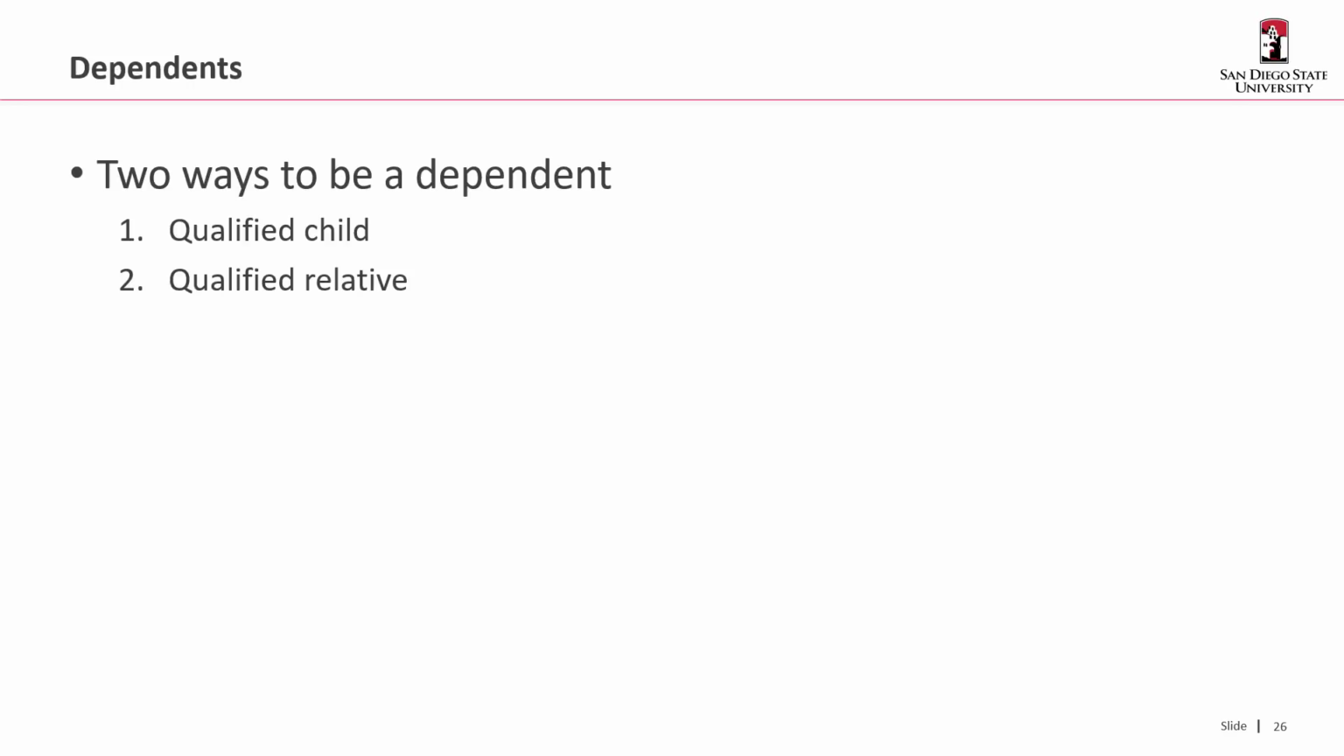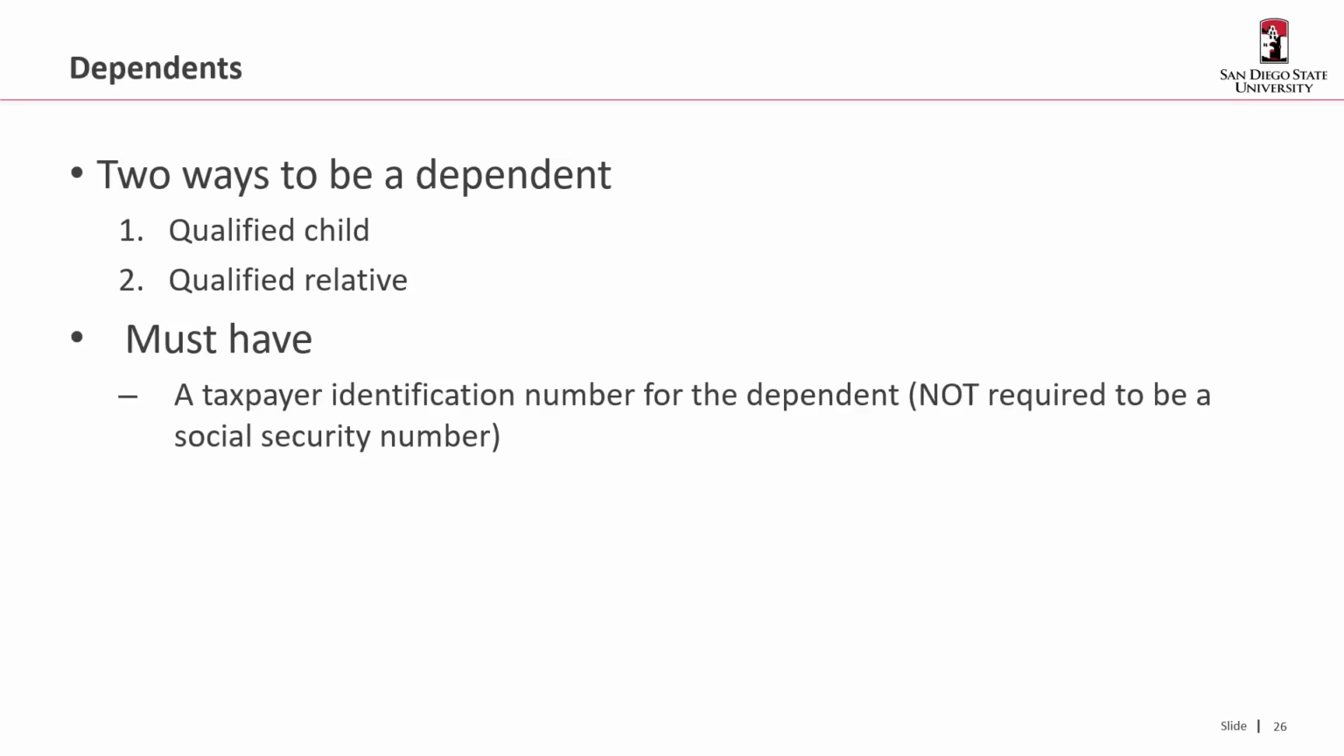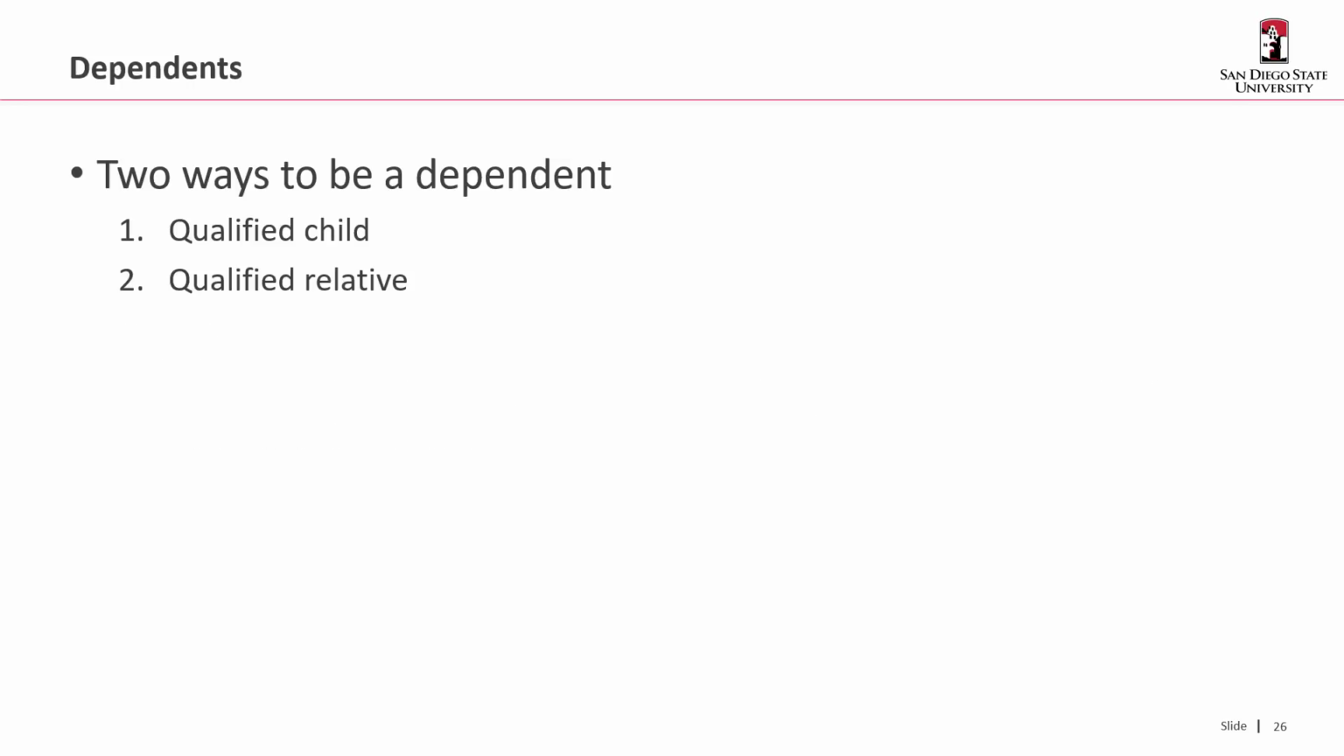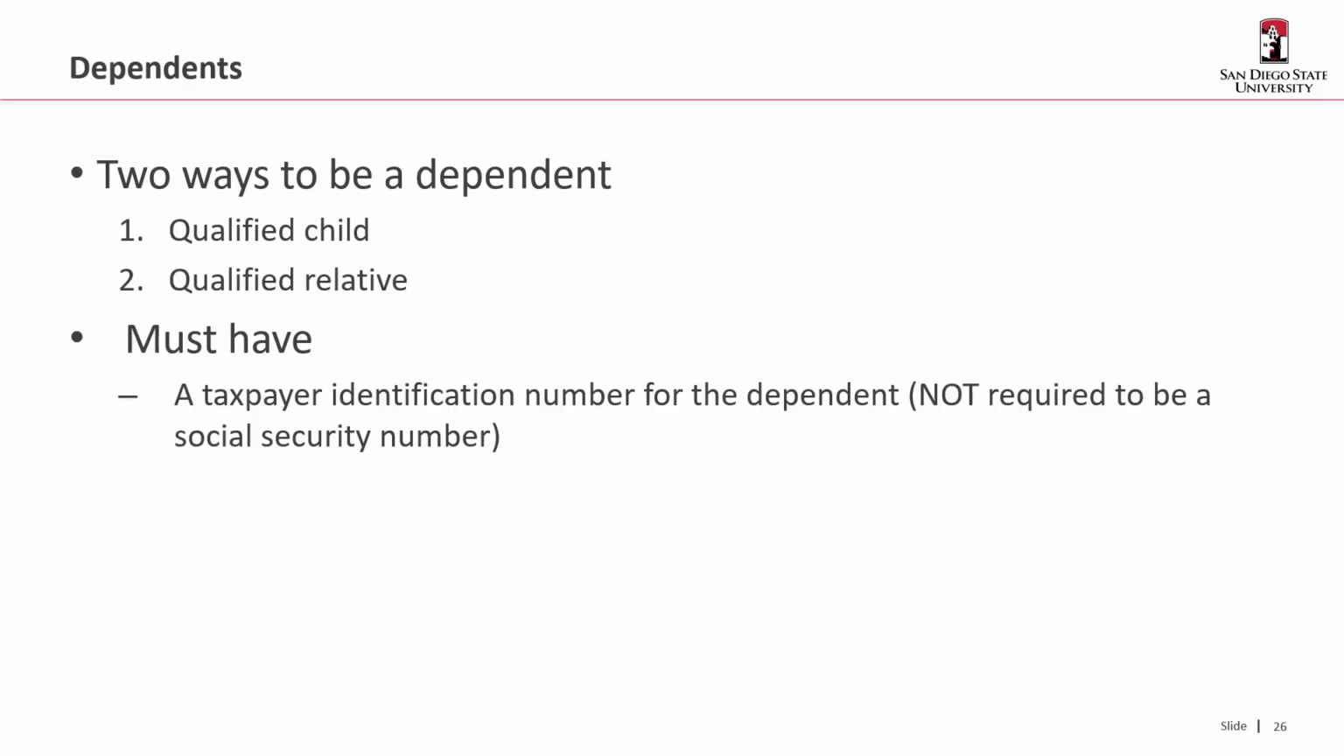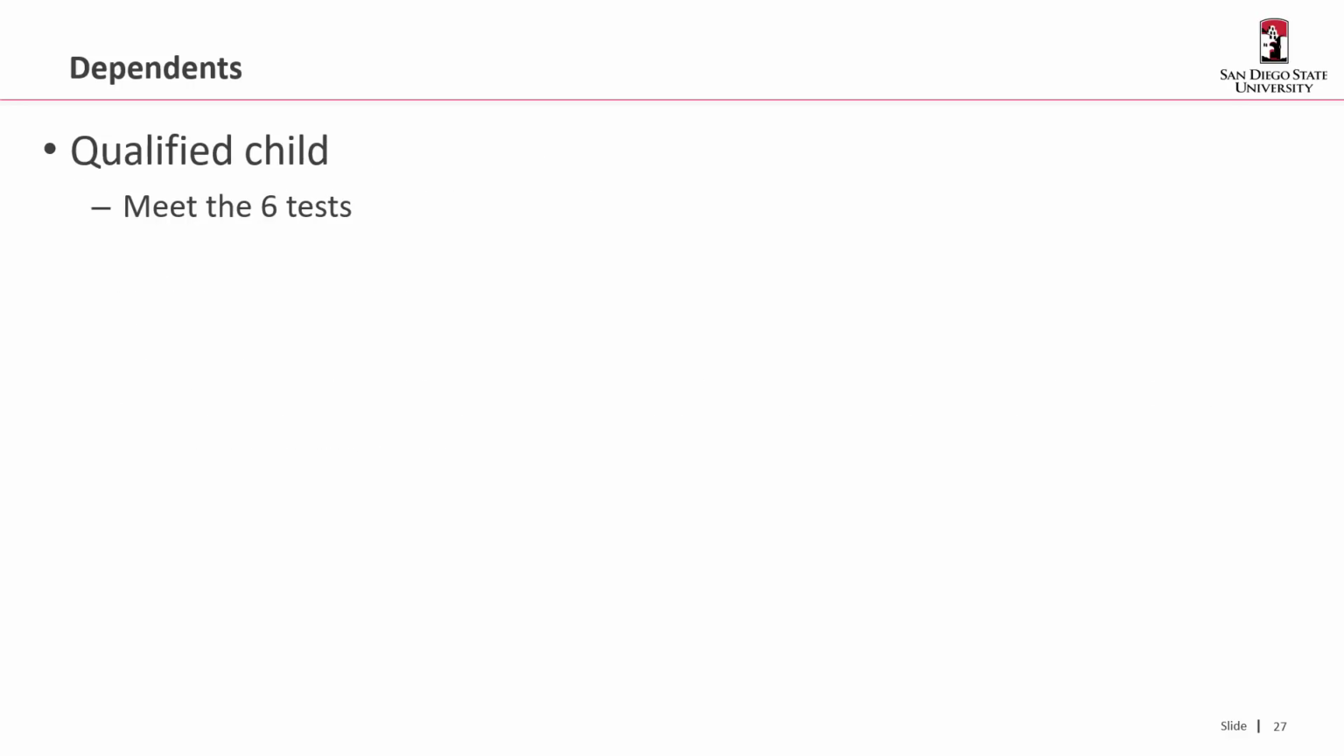So there are 2 ways to be a dependent under the tax law. You can either be a qualified child, or you can be a qualified relative. And of course, one of the things I find fascinating is that to be a qualified child, you don't necessarily have to be a child. And to be a qualified relative, you don't necessarily have to be a relative. I just think that's hilarious, but classic tax code, right? Also classic tax humor, right? Not particularly funny. So you must have a taxpayer identification number for the dependent. Right? It's not required to be a Social Security number, but you must have a taxpayer ID for anyone you're claiming as a dependent. That's true whether they're a qualified child or a qualified relative.